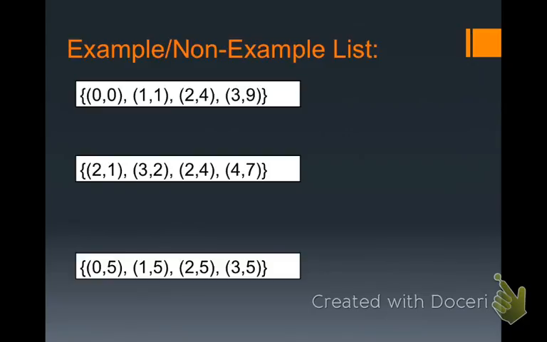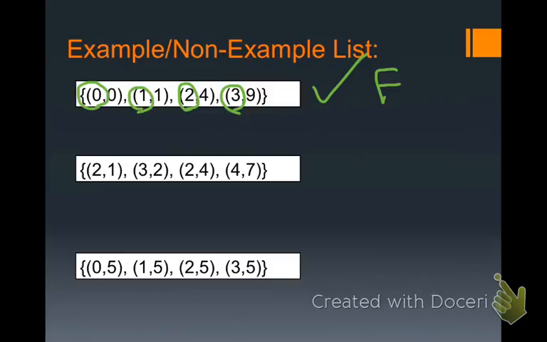Okay, so on your note sheet you have example, non-example. Make sure you write yourself an example and a non-example for each type. So first, we have this list of ordered pairs, and you can see that (0, 0), (1, 1), (2, 4), (3, 9), none of the x values or inputs have been repeated. So that is an example of a function.